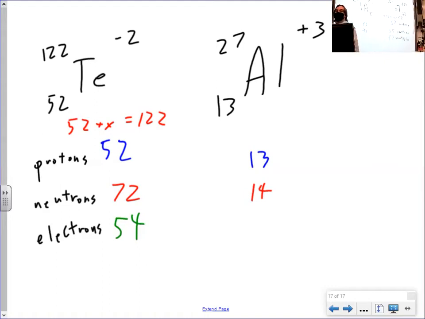Positive 3 means you have more protons. So this number is going to be bigger or smaller? The only way it would be the same is if it was 0. There's plus 3 there. Plus means I have more protons, so this number is going to be bigger. You with me? Okay, 13 is 3 bigger than this. Rock and roll. That's all you got to do. Feeling good?